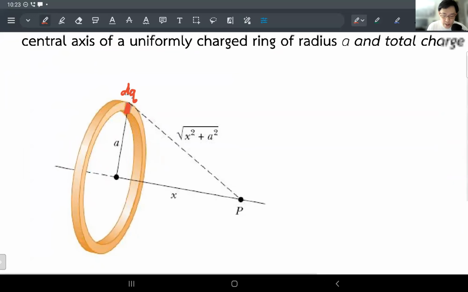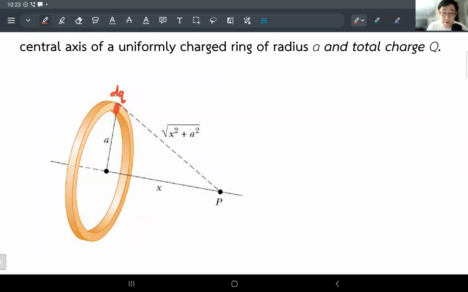So the question is, how much is the potential generated by this tiny piece of charge, dq? But that's no problem. The potential is going to be K, the charge that is generating the potential, divided by the distance. I can call this distance D, but from the Pythagorean theorem, it's just the square root of x squared plus a squared, where a is the radius of the ring, and x is the distance from the center of the ring to point P. And because this charge is so tiny, the potential that you're getting from it is going to be a tiny one as well. So let me put d in front. It's an infinitesimally small potential from an infinitesimally small charge.